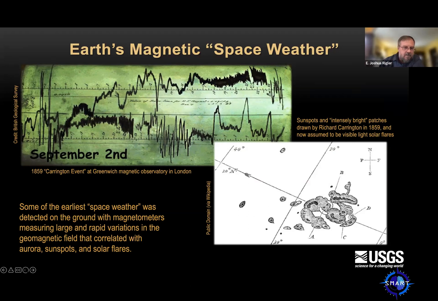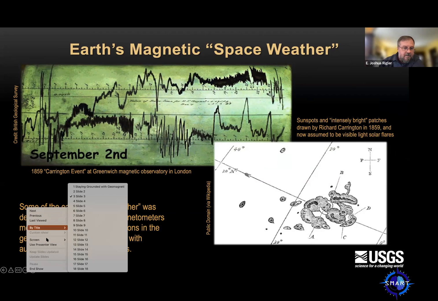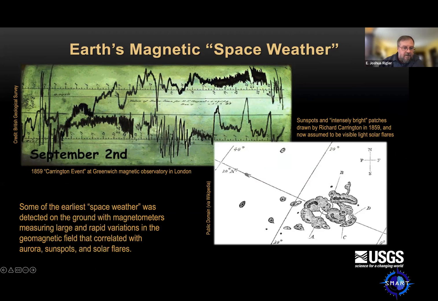Okay, so these little white patches here were extremely bright solar flares that Carrington saw, and he was able to correlate those with the changes in the magnetic field that came along a couple of days later. Well, really less than a couple of days, maybe less than a day even.